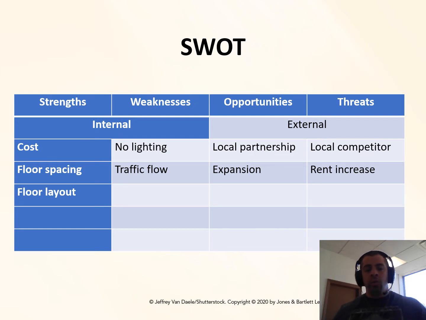So what were some potential strengths of one unit versus another? Well, the cost could be a strength. It's just a lower monthly payment, lower fixed costs. That's a major benefit. The floor spacing of a given unit just happened to be perfect for my gym. Other places might have needed some walls knocked down, so the floor spacing and the floor layout were major benefits.